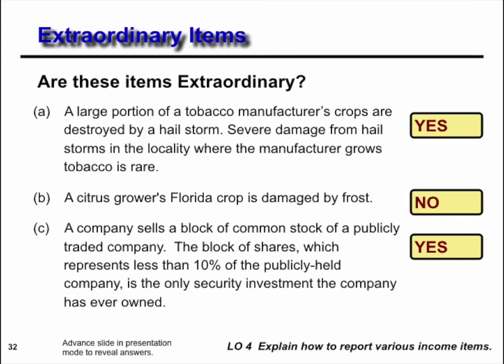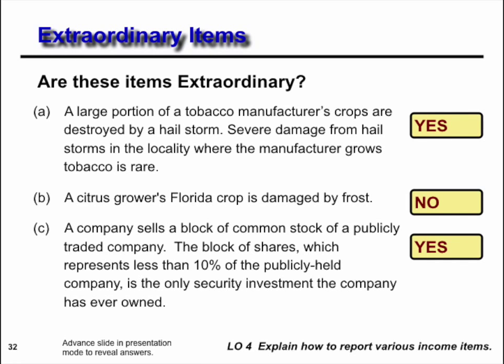Now let's see a few examples and try to identify the extraordinary items. Number A. A large portion of a tobacco manufacturer's crops are destroyed by a hailstorm. Severe damage from hailstorms is rare in the locality where the manufacturer grows tobacco. So yes, because hail is rare in that portion, that is an extraordinary item.